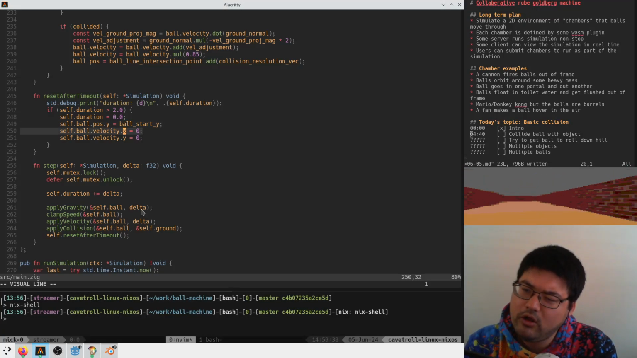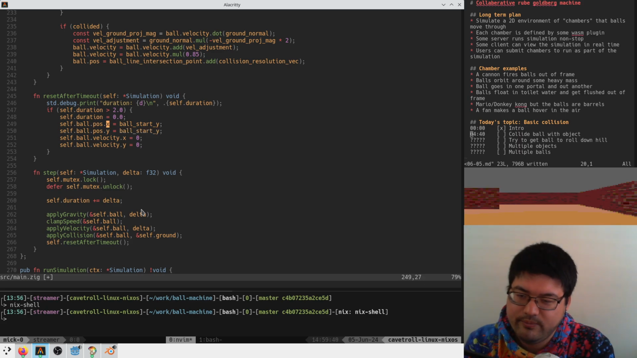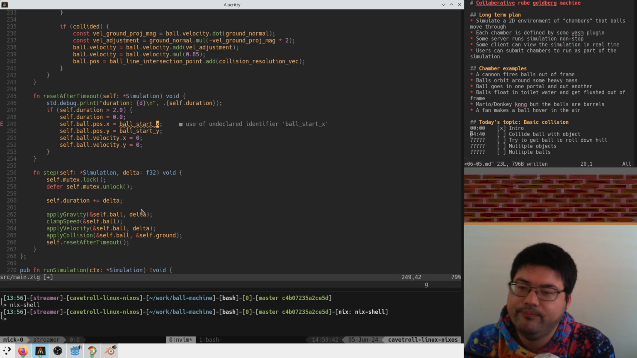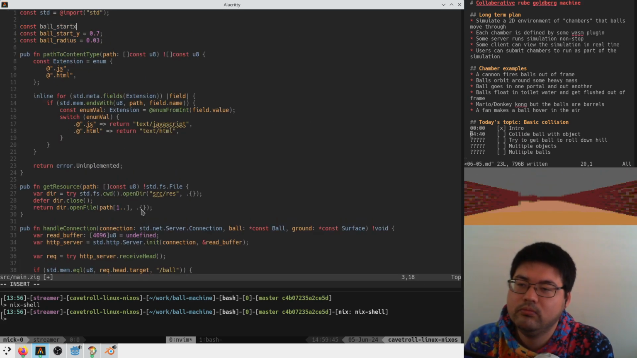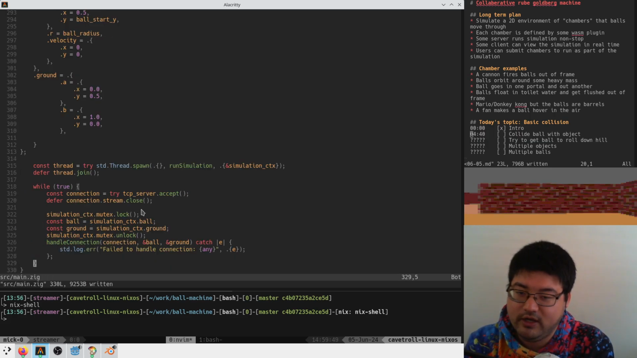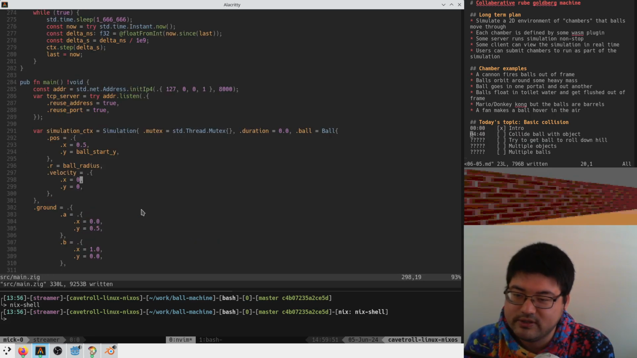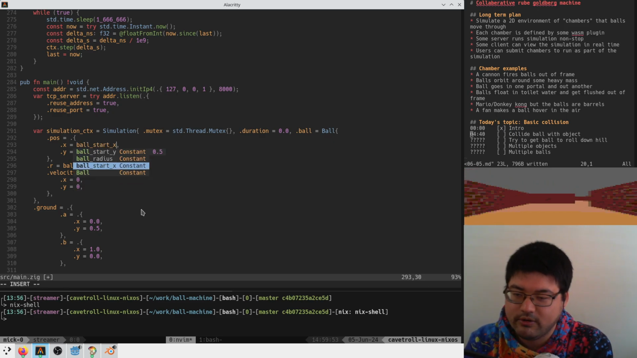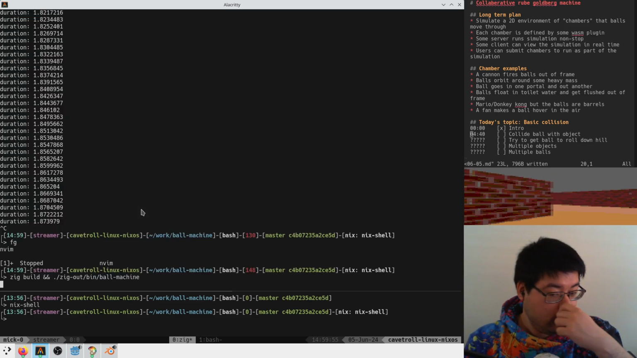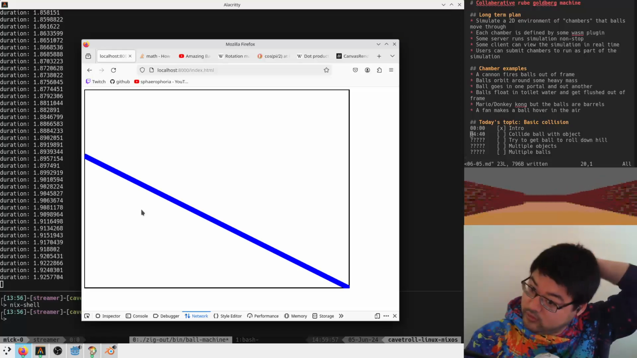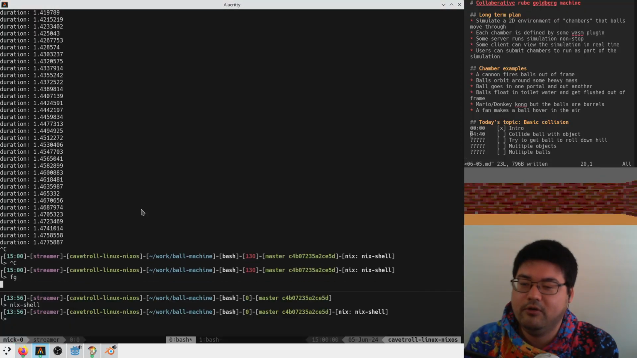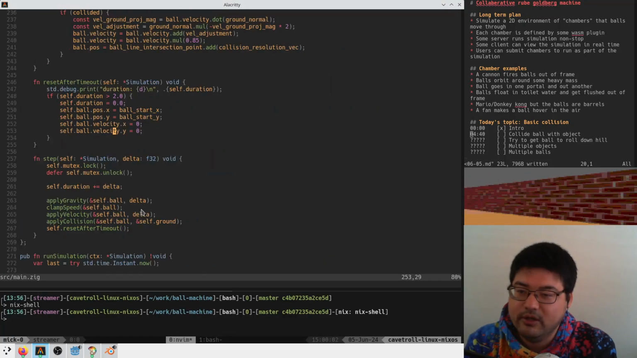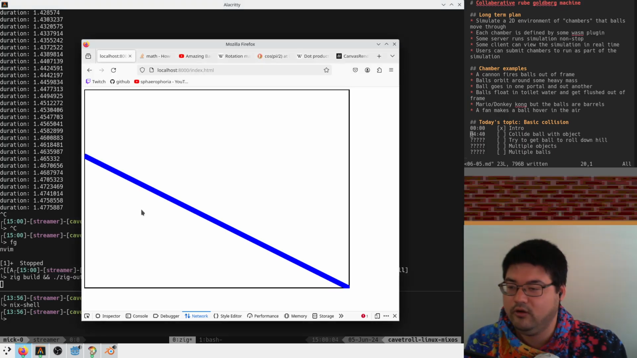Oh, I'm only ever resetting the Y position as well, which is a problem. So the X position, we're just going to set at 0.5, and wherever we start this thing, we just set this guy to wall start X. There we go. Okay, and then we'll just change the max duration a little bit. 1 second.